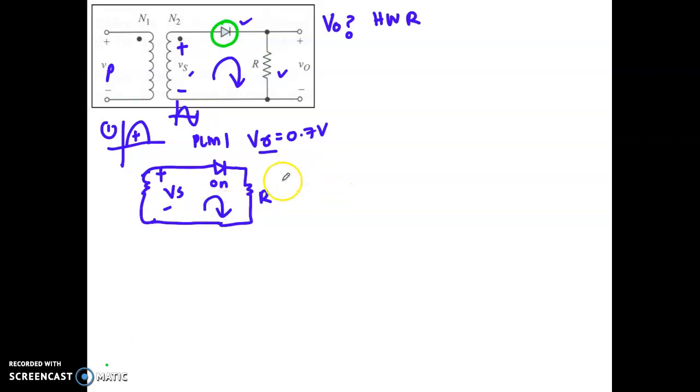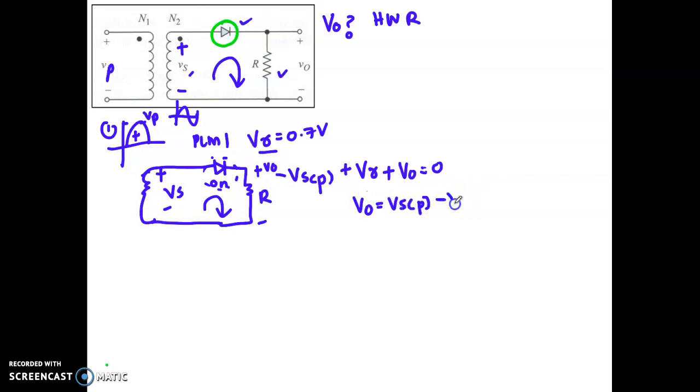So by having a KVL here, what is the equation? Minus Vs. Since your Vs is a sine wave, we have what we call here V peak, the primary. So always write the word peak here for chapter 3. So minus Vs plus, now since this is PLM1, you replace your diode with V gamma, so becomes V gamma plus. The voltage drop at your output here is V out. So we get minus V out equal to 0. So what is your V out? Vs, don't forget the peak, minus V gamma. So this will be equation number 1.